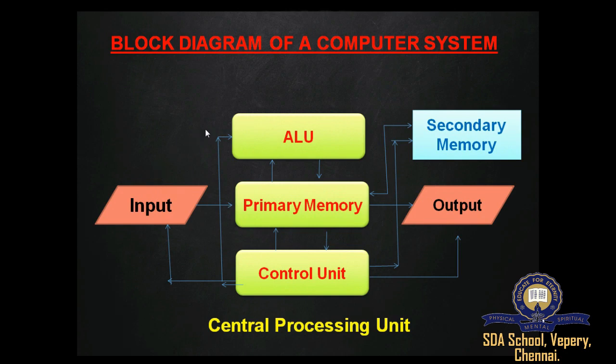This is the block diagram of a computer system. We have already learned about the input devices, output devices and the central processing unit. Now, this is the secondary memory we are going to learn.